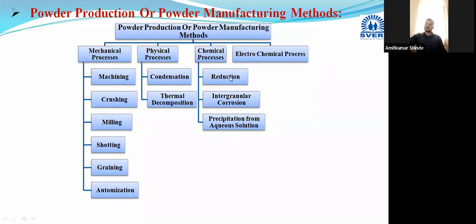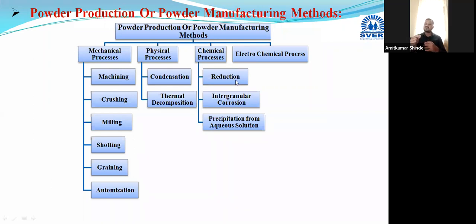In this reduction, the compounds of the metal whose powder we want to manufacture will be taken in the form of oxides, halides, formates, or oxalates. These are different forms. That particular metal, in the form of its compound, is taken and reduced with the help of a suitable reducing agent. I will explain this with one example.